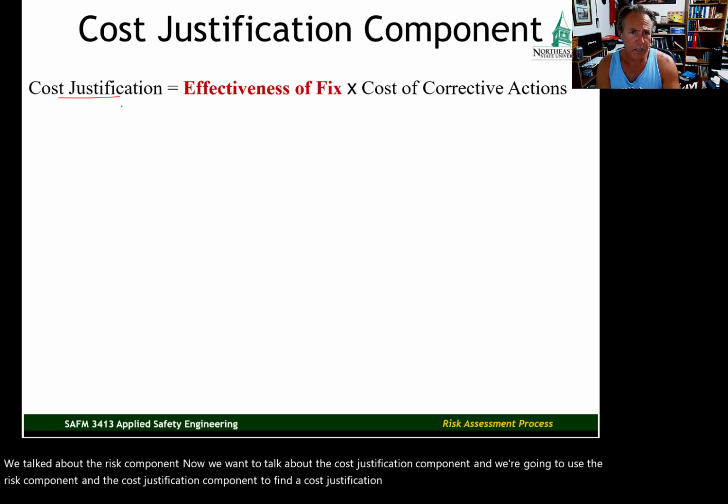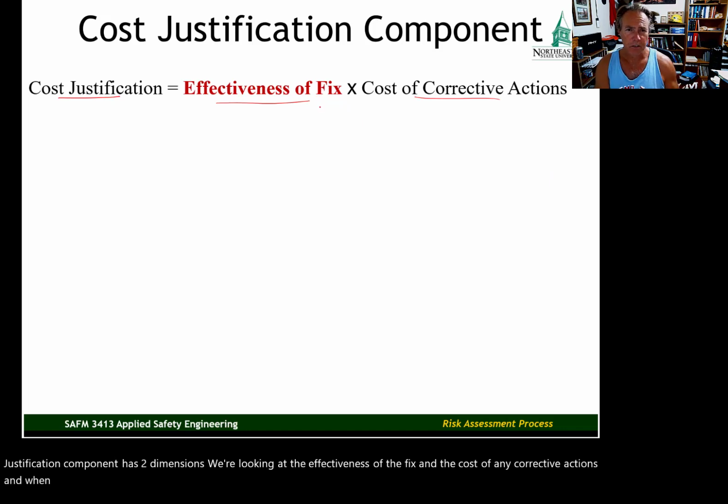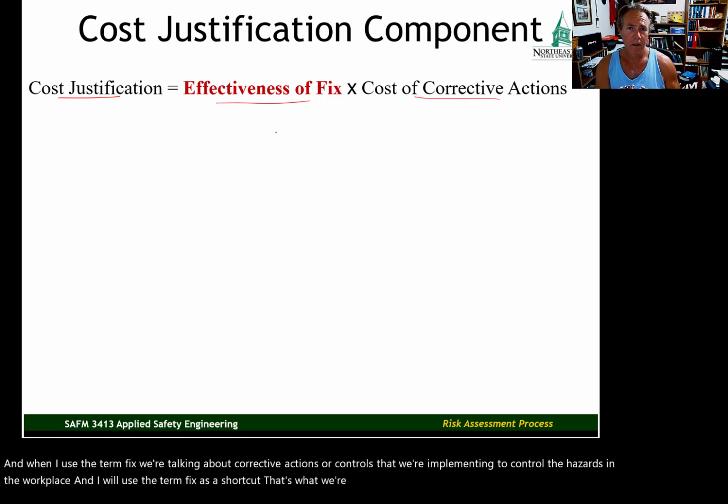The cost justification component has two dimensions. We're looking at the effectiveness of the fix and the cost of any corrective actions. And when I use the term fix, we're talking about corrective actions or controls that we're implementing to control the hazards in the workplace. Again, I will use the term fix as a shortcut. That's what we're doing. We're fixing the problem.